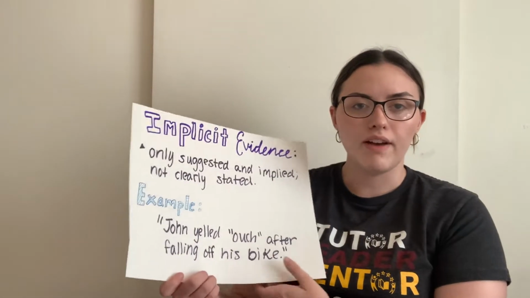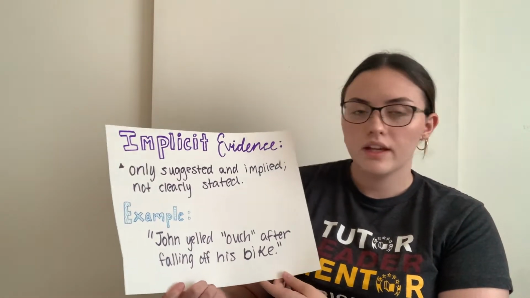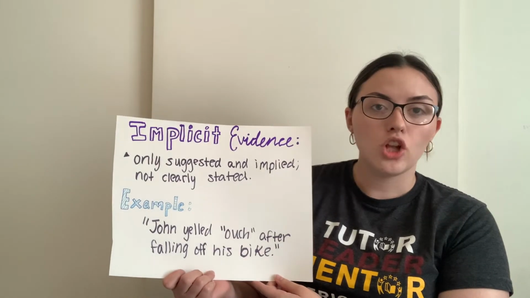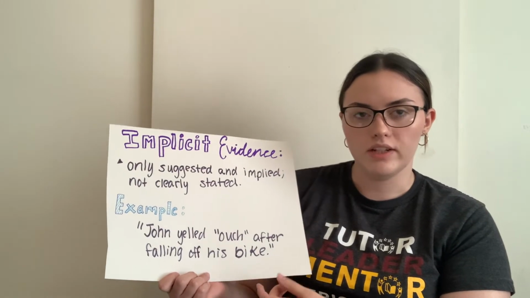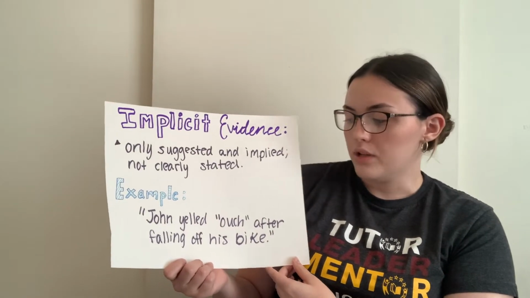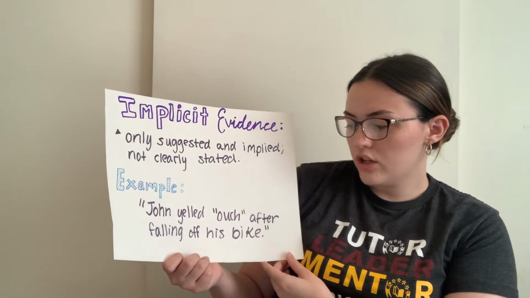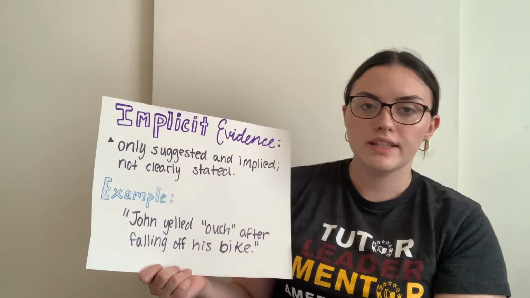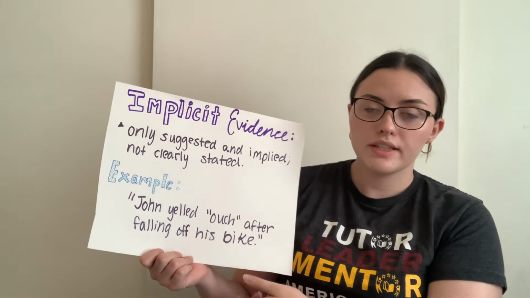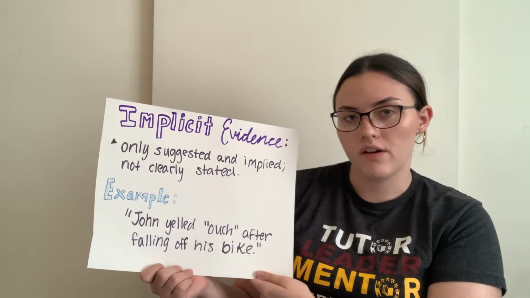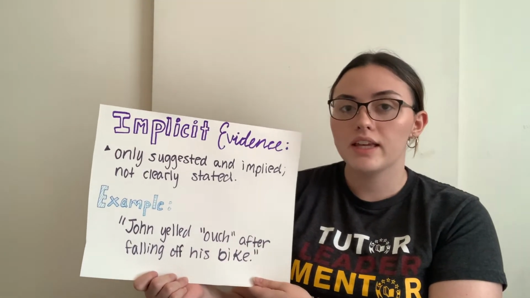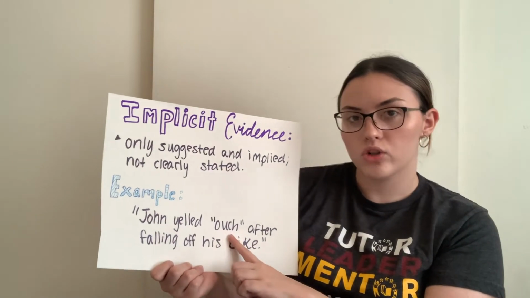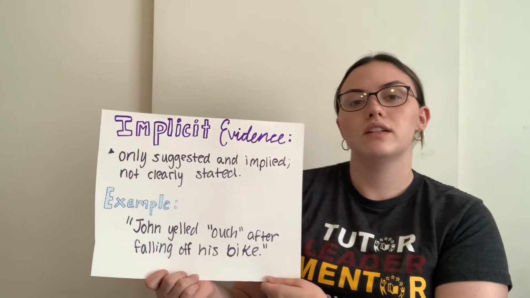Our second type of evidence is implicit evidence. This is something that is only suggested and implied. It is not clearly stated like explicit evidence is. An example of this would be, John yelled "ouch" after falling off his bike. This is an example of implicit evidence, as we can infer from this statement that John was hurt when he fell off his bike, but it does not say that he got hurt or was feeling pain.